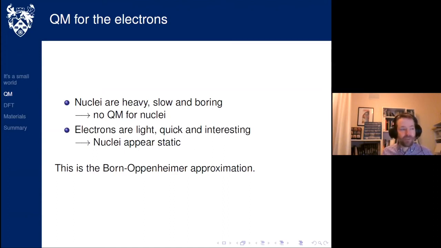In contrast, electrons are light and they're quick. They move very rapidly and they do all the interesting things. They're the things that, for example, conduct electricity. They're the things that do the chemical bonding. They make bonds, they break bonds. And as far as they're concerned, the nuclei are a bit boring and a bit static.